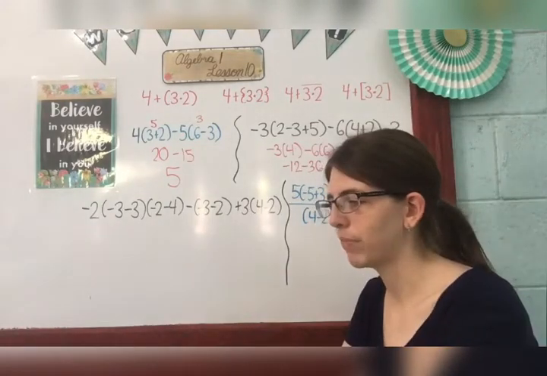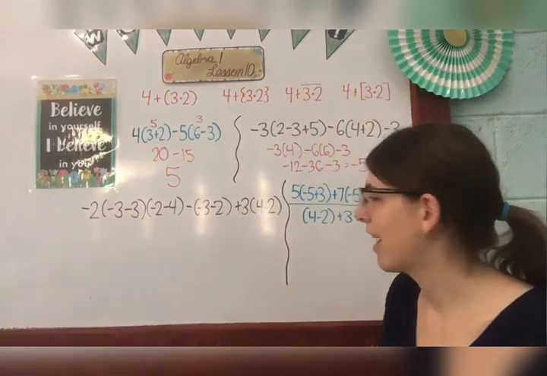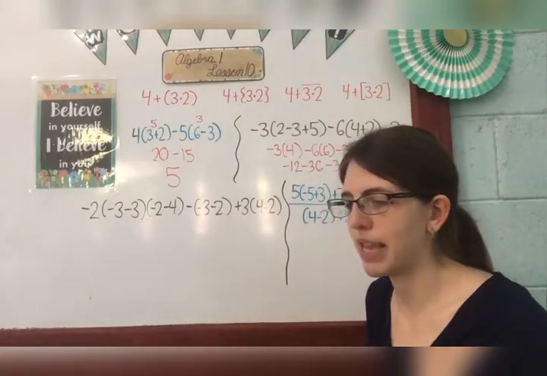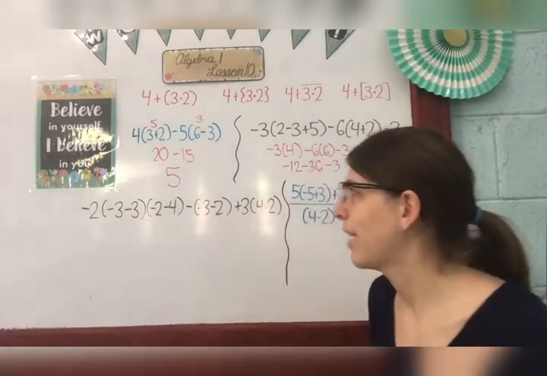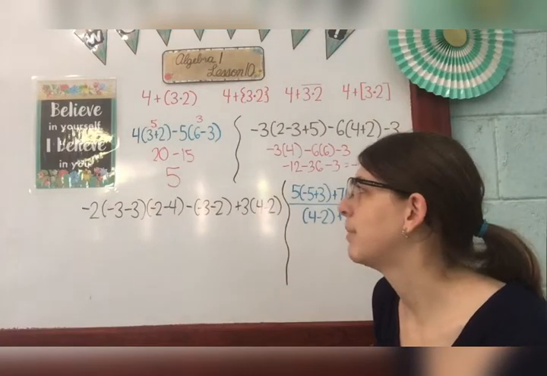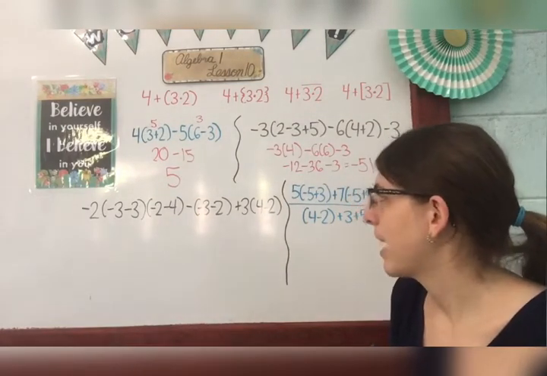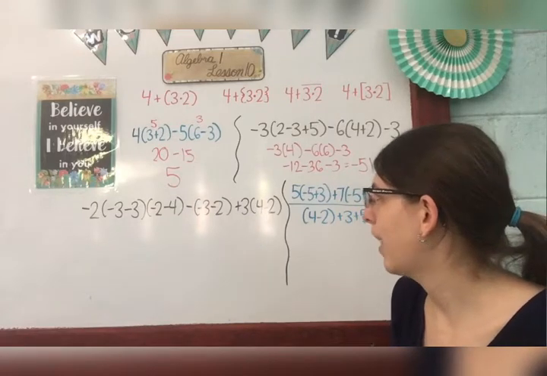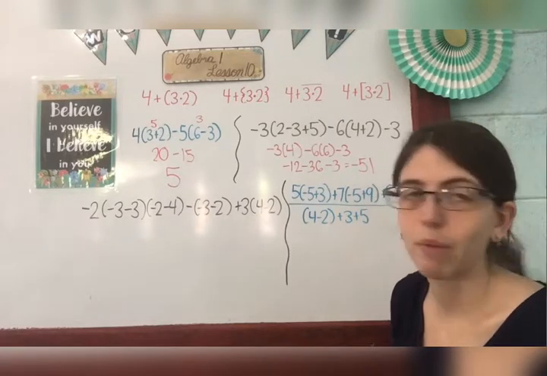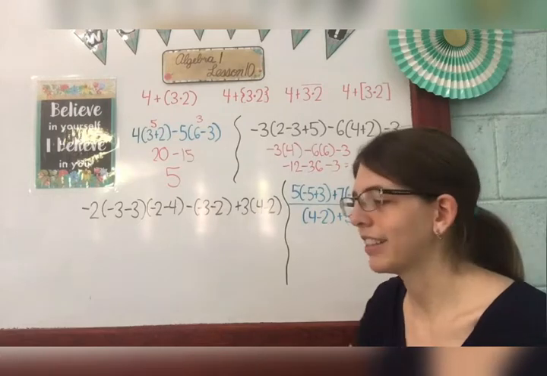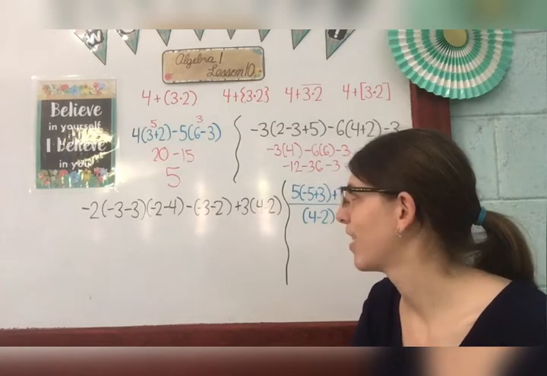Boom, just like that. All right, now let's come over here to this one, the big, big one. He's huge. Okay, so I have -2 times -3 minus 3 times -2 minus 4 minus -3 minus 2 plus 3 times 4 minus 2. All right, let's get started on that one.